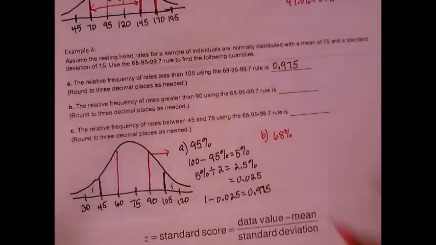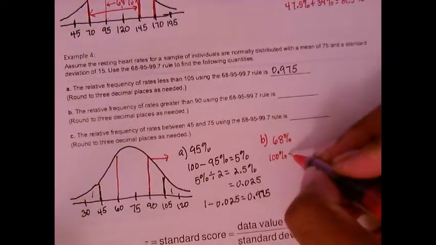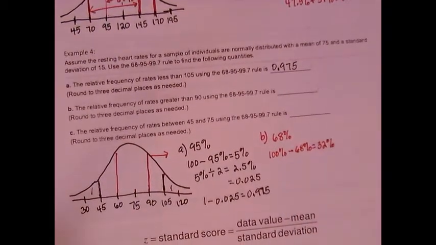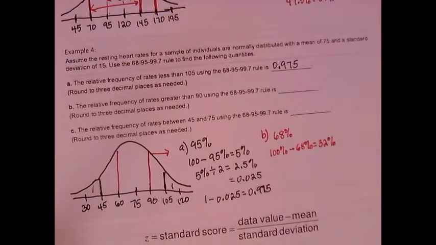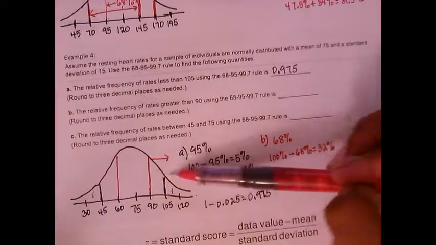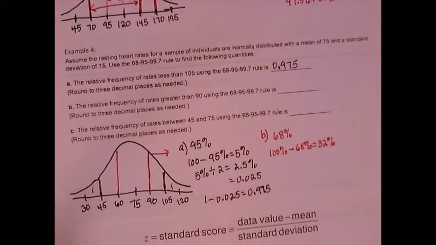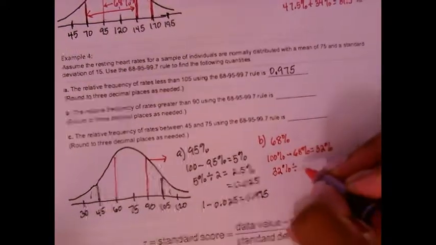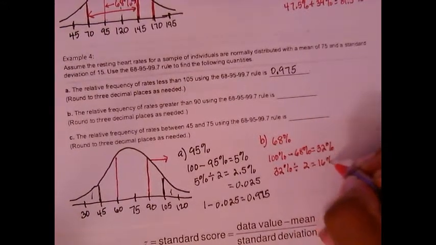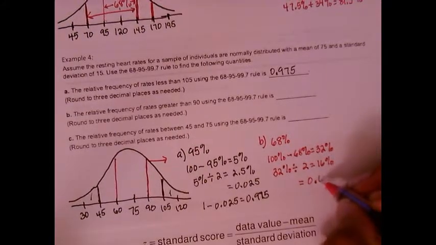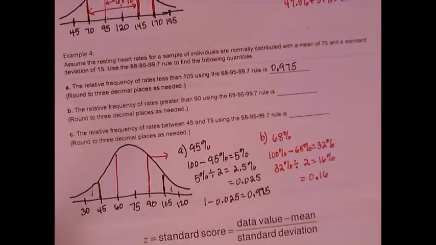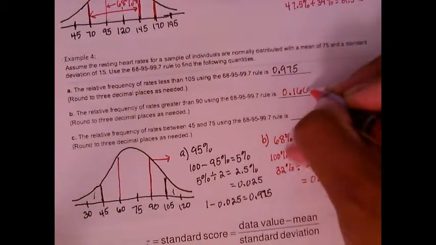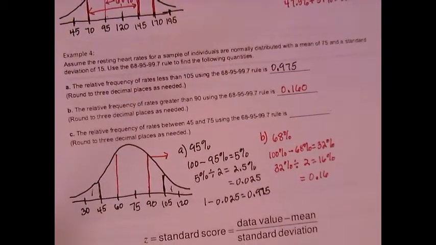Now I know the total area under the curve is 100%. So if I do 100% minus 68%, that will give me 32%. So on the left of the red line and on the right of this red line, that's 32%, and they're split evenly again. So here we're going to take 32%, divide that by 2, and you're going to get 16%. Now 16% as a decimal will be 0.16. Take 16, divide that by 100, you'll get 0.16. They say 3 decimal places, so I need to carry that out to 0.160.